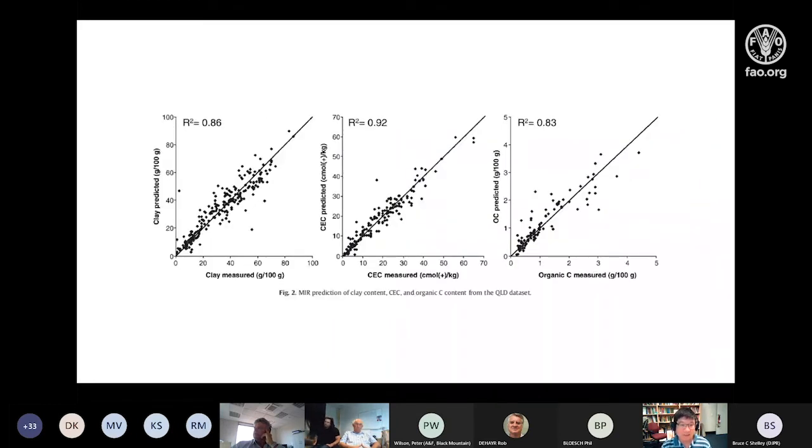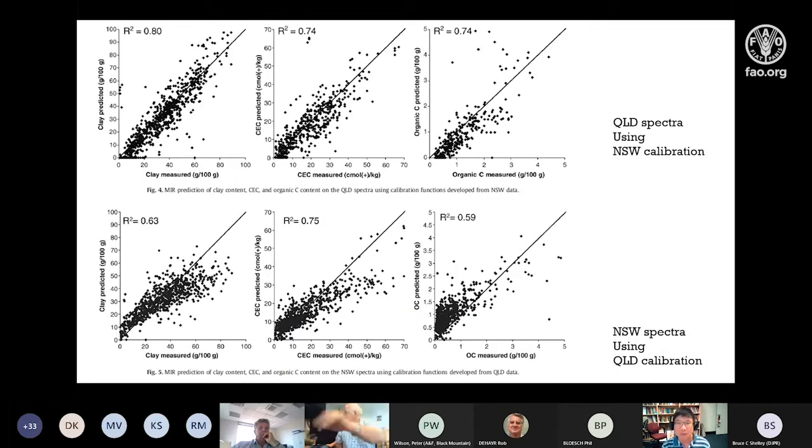For the Queensland data set, we are very happy with it. We got a very good prediction of clay content, CEC and organic carbon, and this is on the validation data set, which means this data was not used in the training. It was set aside. But then we looked at what happens if we swap it. We calibrated against the New South Wales data, and then used the New South Wales calibration to predict the Queensland spectra.